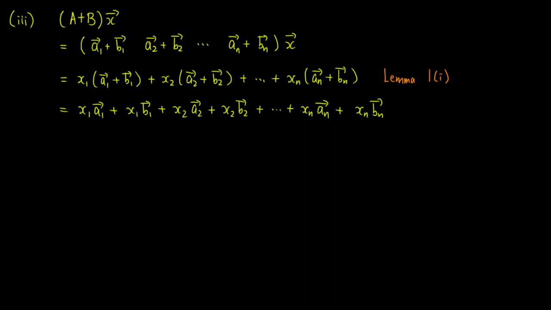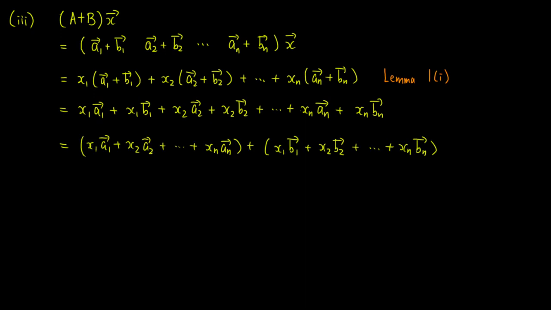We can group the terms with a's and group the terms with b's separately to get (x1 times a1 plus x2 times a2 plus all the way to xn times an) plus (x1 times b1 plus x2 times b2 plus all the way to xn times bn). Using the first point of the first lemma again, this equals A times x plus B times x, and the proof is complete.